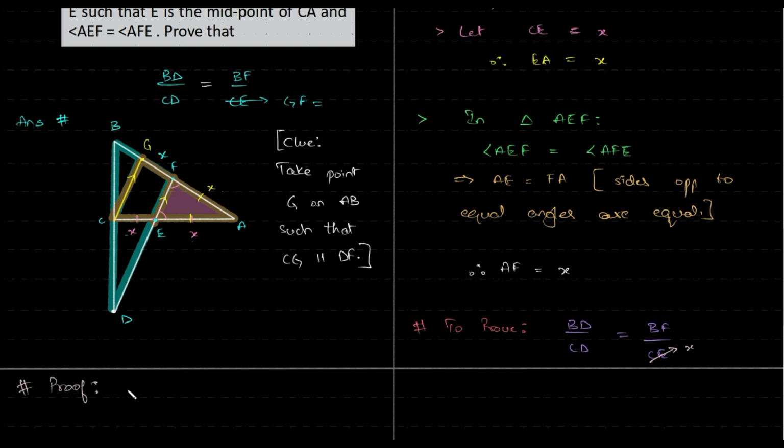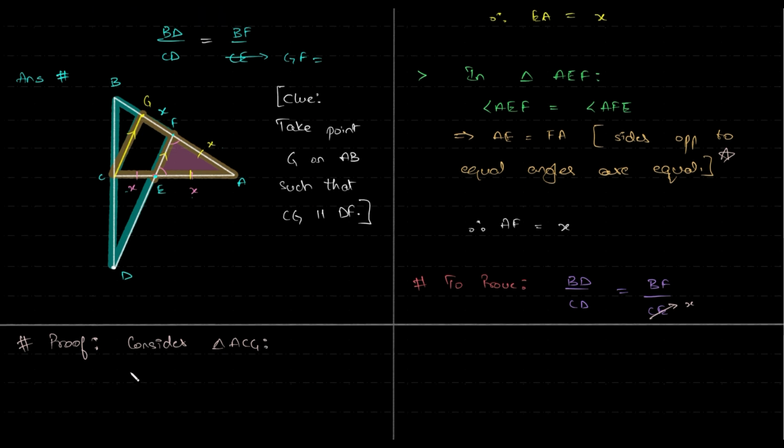Right? So you can look at the proof. Everything of this particular question is important, starting from this. So let me write, consider triangle ACG. So if I confused you guys, I'm going to make it clear now. Okay, so we have E is the midpoint and EF is parallel to CG.